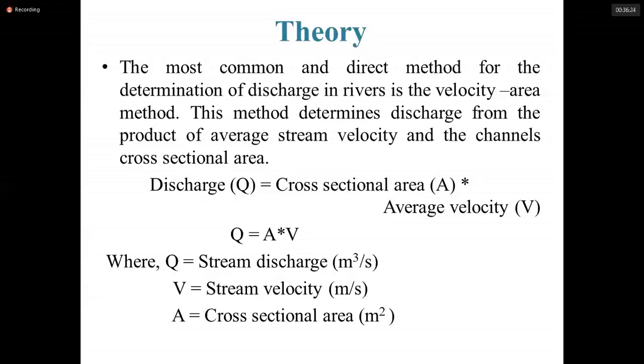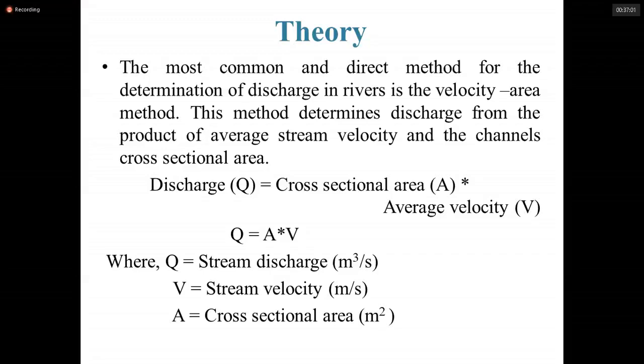So we'll discuss the theory behind this technique. The most common and direct method for the determination of discharge in a river is the velocity area method. The area velocity method or velocity area method, both are the same. This method determines discharge from the product of average stream velocity and the channel cross-sectional area.